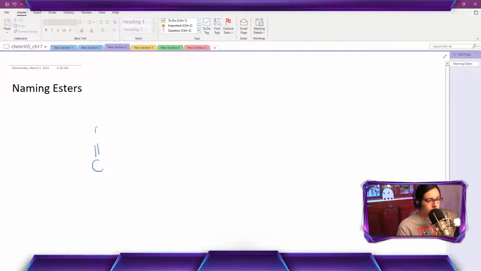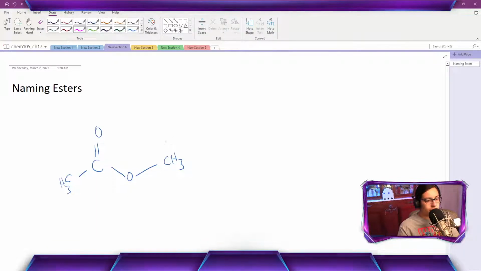So let's look at this one. So let's break it down. So we have our esters, which are named with the alkyl chain from the alcohol group as a substituent. So this is from our alcohol side.